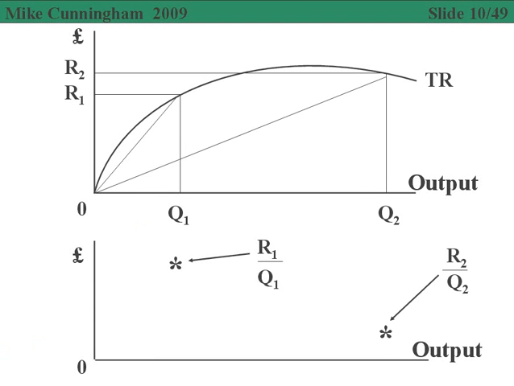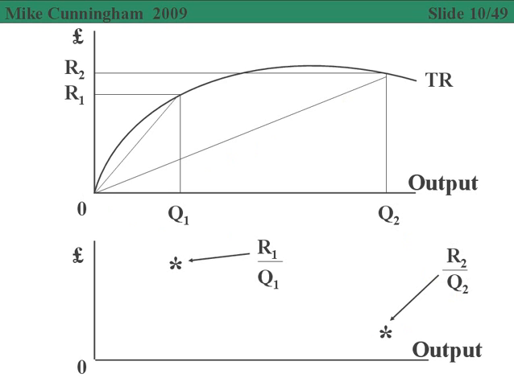Let's take a different point. Let's take the second point we had before. This is on Q2, and the revenue was R2. Now, the ratio R2 to Q2 is less. Well, you can see the angle is less. This angle here, the first one, is greater than the second one. So that ratio, R1 to Q1, is just the average revenue at Q1. This one here is the average revenue at Q2. You can see it's less because the angle is less.